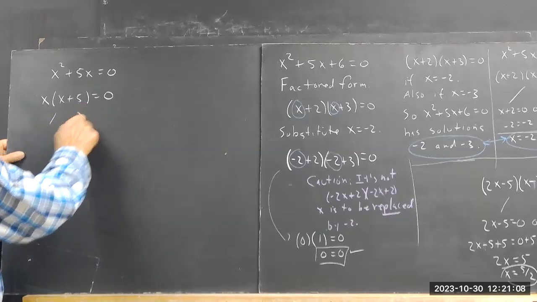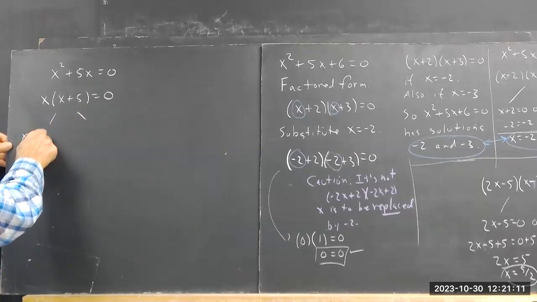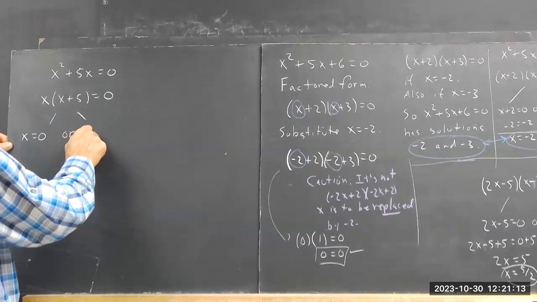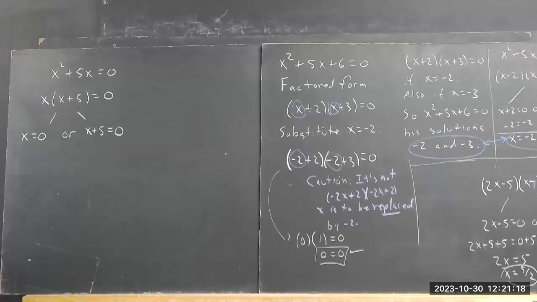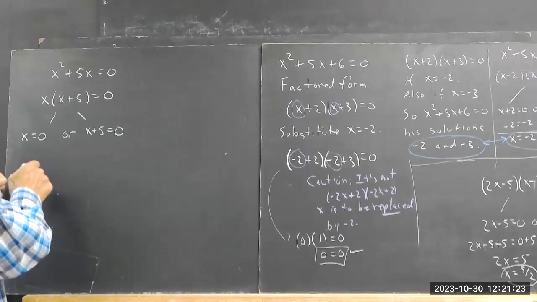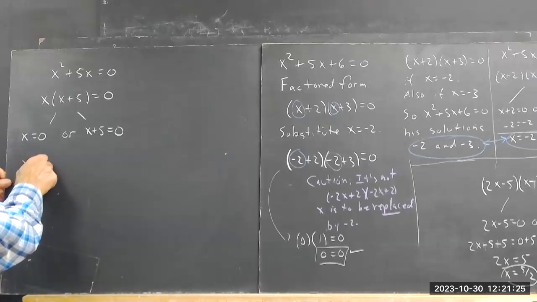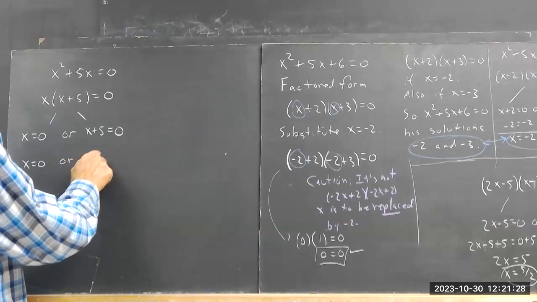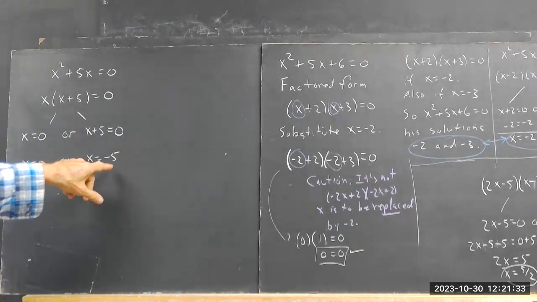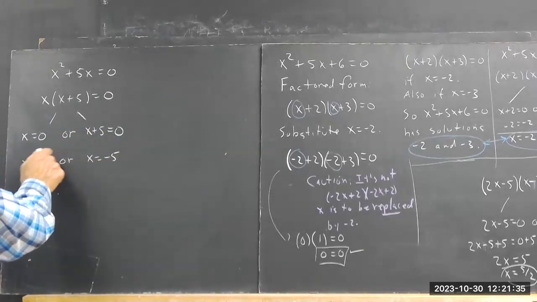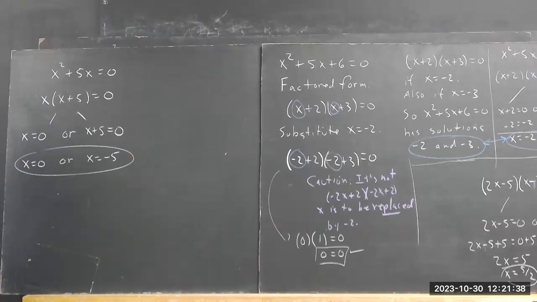And this, again, splits into two equations. One of them is x equals 0, or x plus 5 equals 0. Well, it's a simple step to add -5 to both sides here and get x equals -5. But here's our solution. If you don't have a number on the end out here, you can do this.